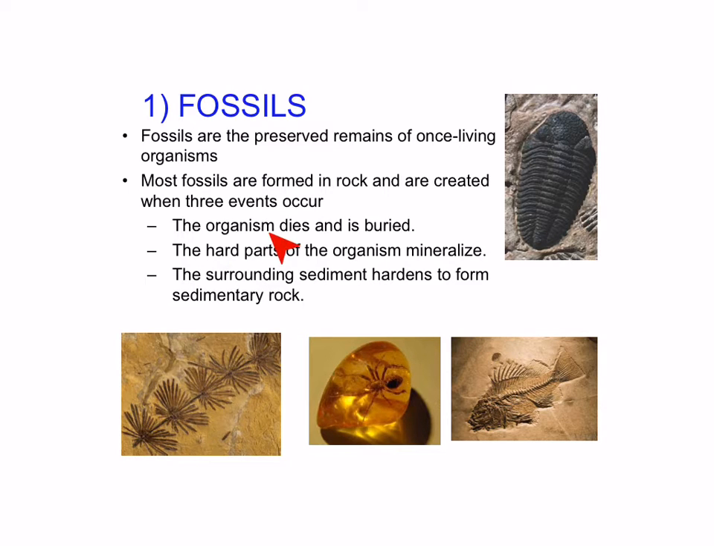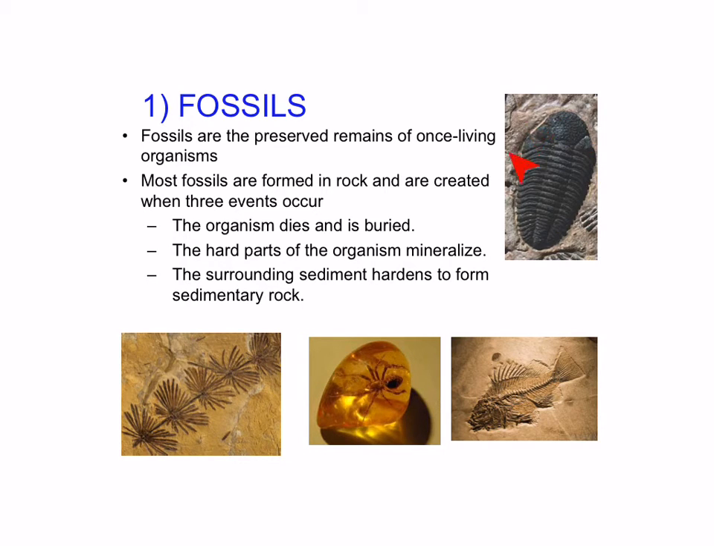First of all, the organism dies, and then it gets buried over with some sediment. I'm talking about sand or mud. Then, over the course of time, the hard parts of the organism mineralize. So we're talking about the shells, the teeth, the bones. The soft parts of the body usually do not mineralize. It's mainly the hard parts. And then over time, the surrounding sediment, the sand or the mud, hardens and forms sedimentary rock in the shape of the organism or preserving part of the organism.